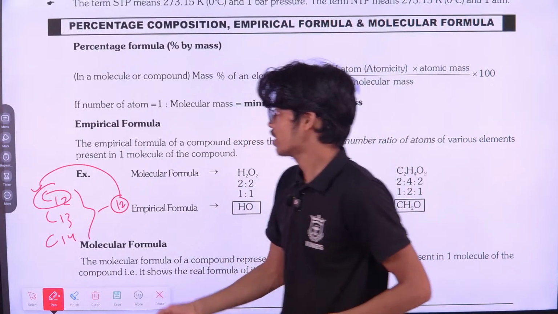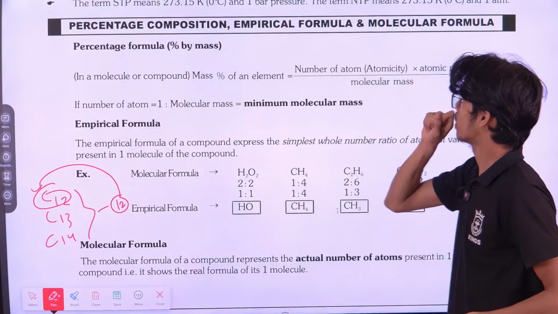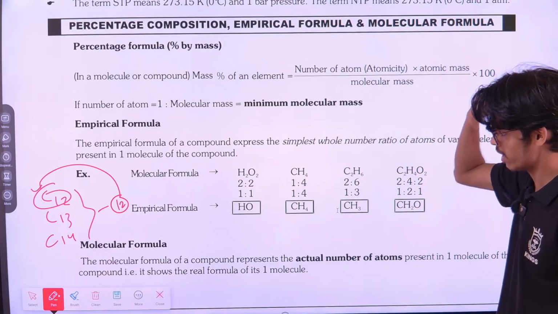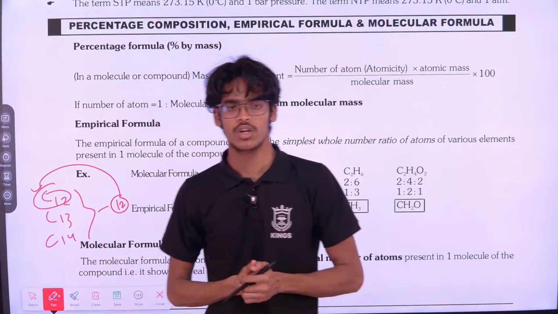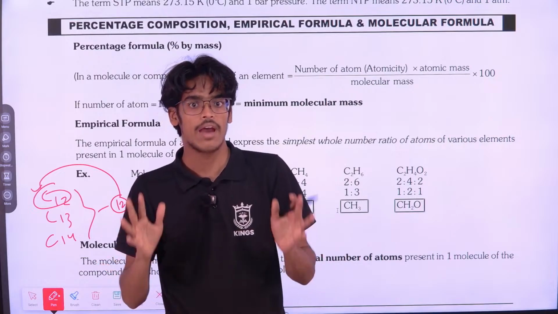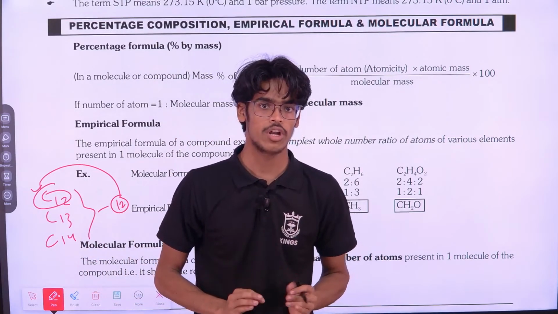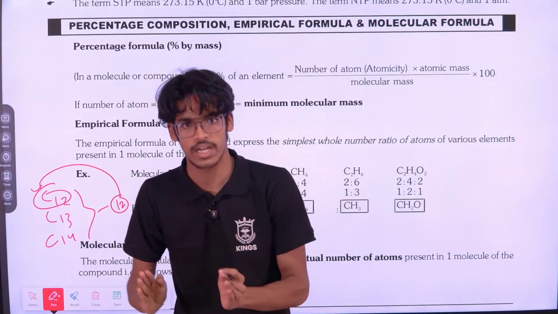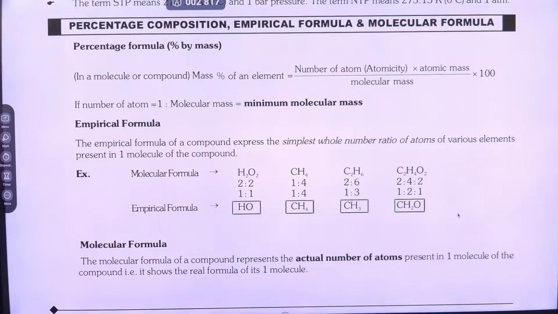So actually, we utilize the percentage composition. Now there is empirical molecular formula, I'll tell you later. Now we utilize percentage composition to find out the average molecular mass, or to be very precise, you can call it average weighted molecular mass. So let me just give you a touch about it.